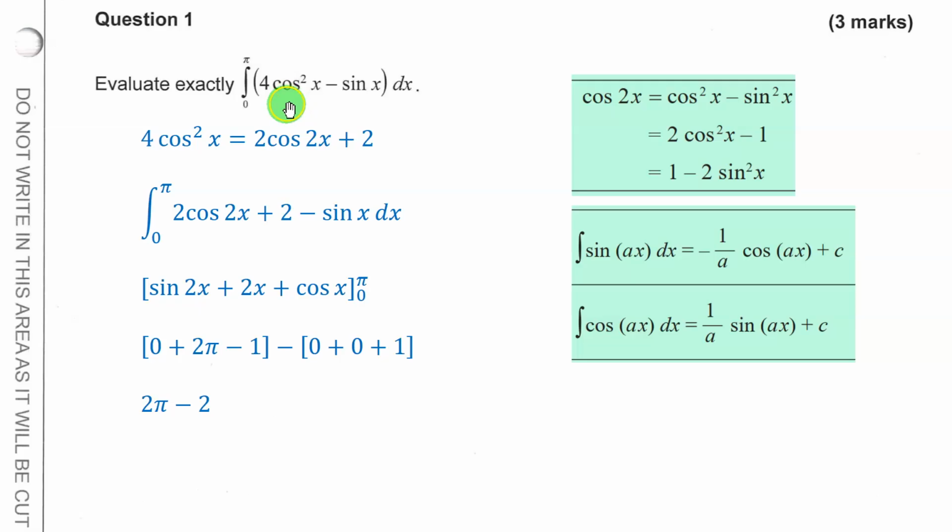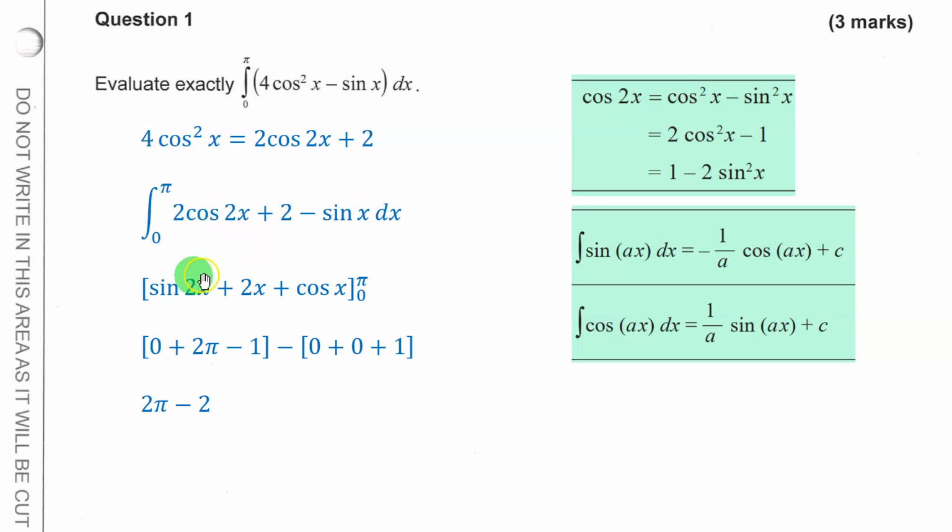So we see that there's a cos squared in there. We know that for those, we are straight off to the formula sheet for the trig identities. And if you haven't learnt this one, then we can see that 2 cos squared x is going to be cos of 2x plus 1. So that means 4 cos squared x will be 2 cos 2x plus 2. And then we write out the integral with that in place.